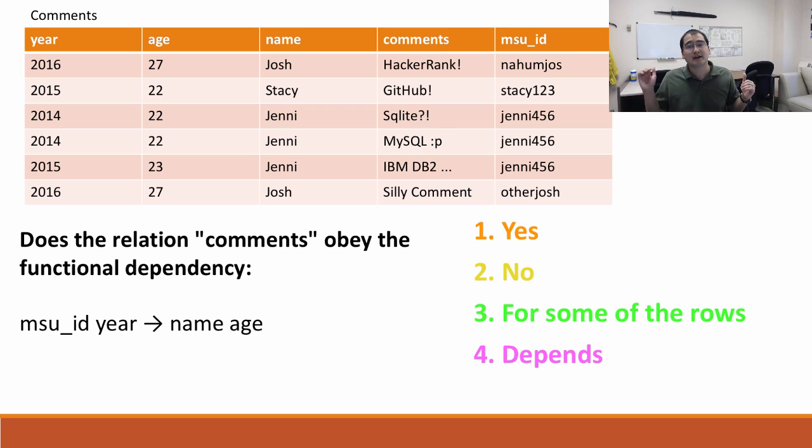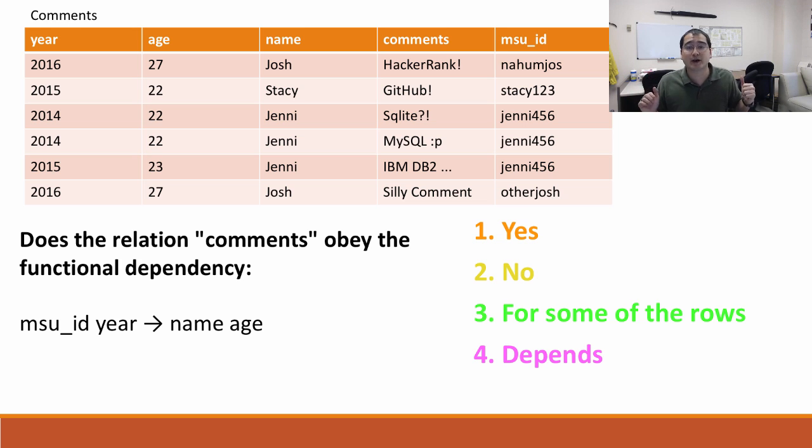Okay, next one. We have Stacy 123 and 2015. Are there any rows that match these attributes? No. So if I give you Stacy 123 and I give you 2015, you can say, oh, I know the name. The name is Stacy and the age is 22.